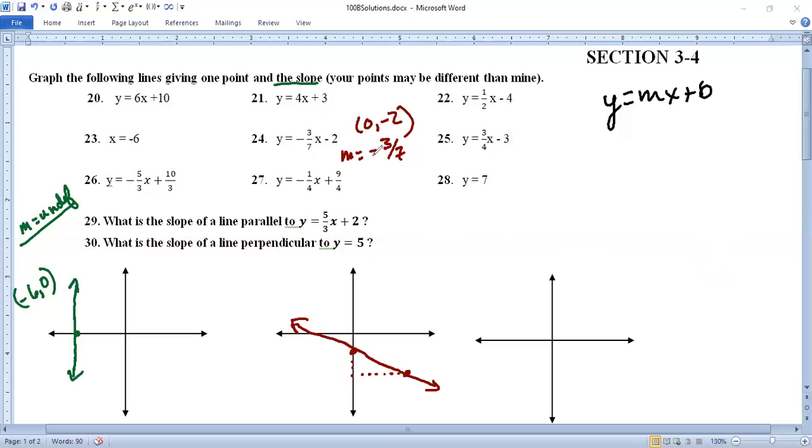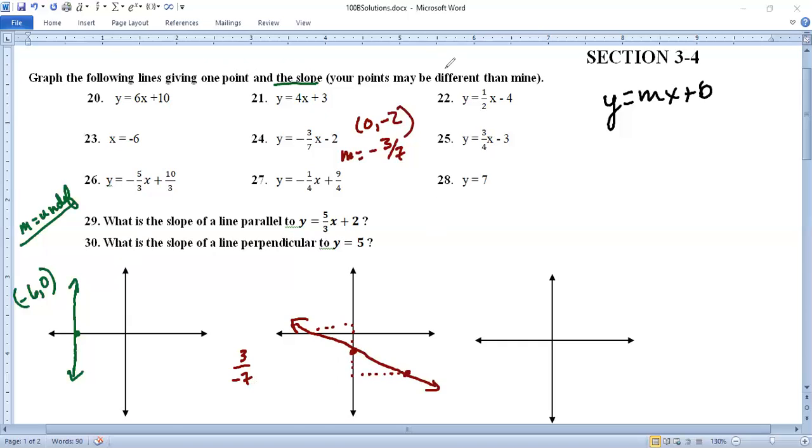It's easiest just to go down 3 and then over 7. You could have gone up 3 and then backwards 7. 1, 2, 3, 1, 2, 3, 4, 5, 6, 7. And notice you'll get the same line. So it doesn't matter where you put the negative, but you can only use it on one of them.